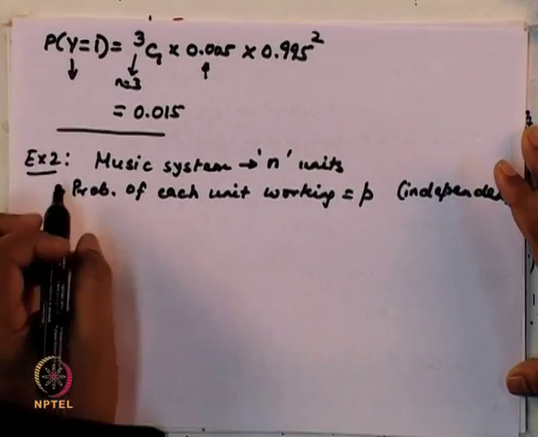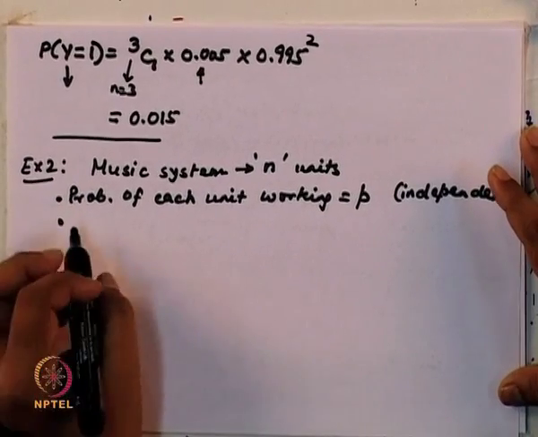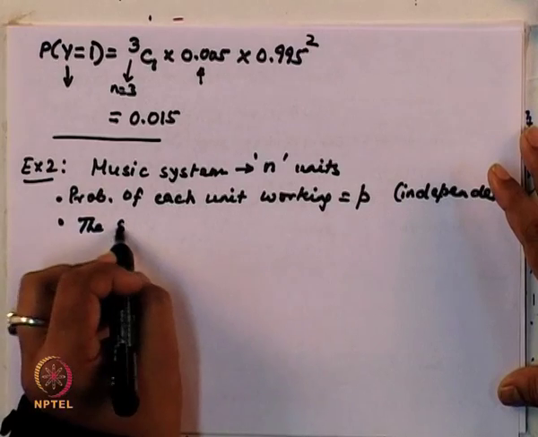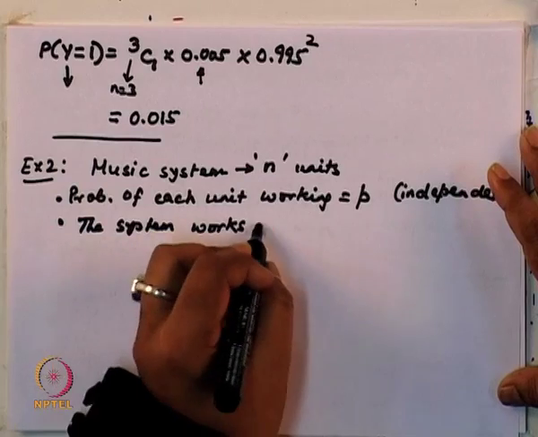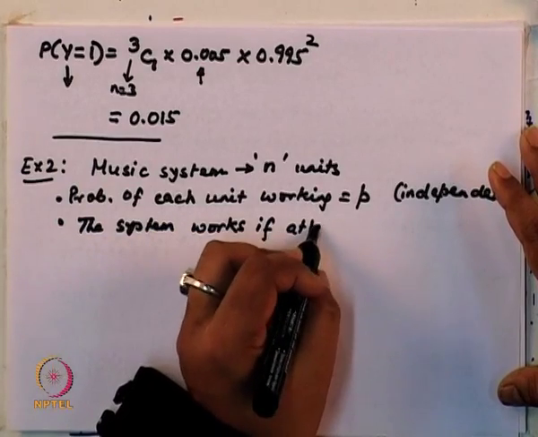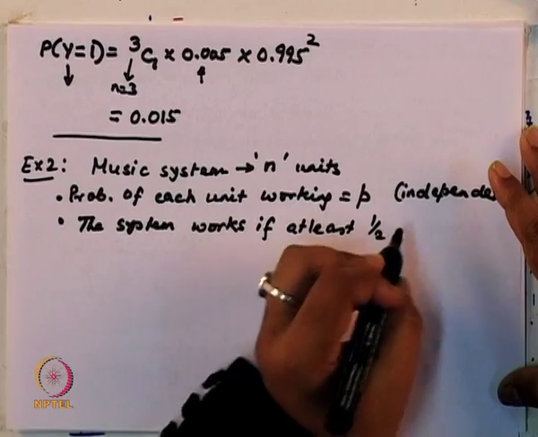Okay. So, this is one. The other clause is the system works if at least half the units work.